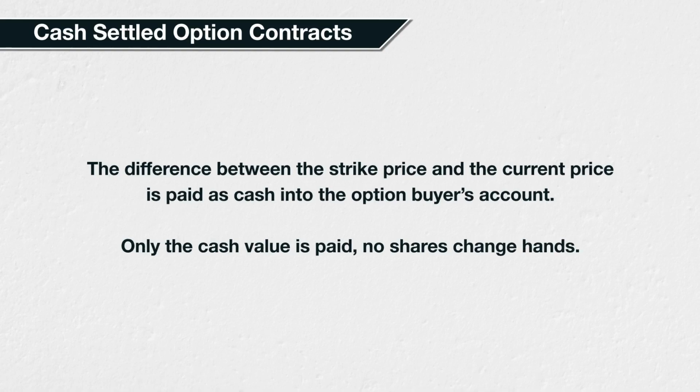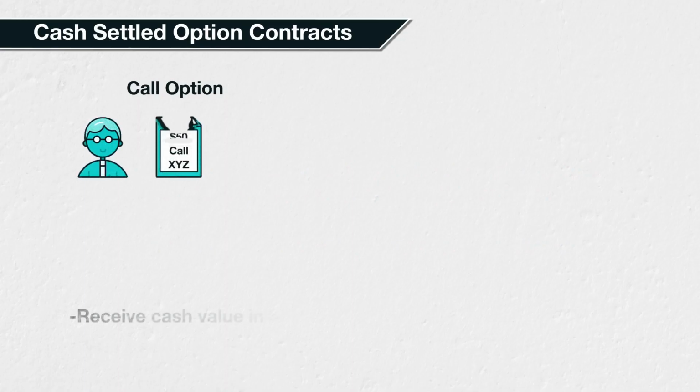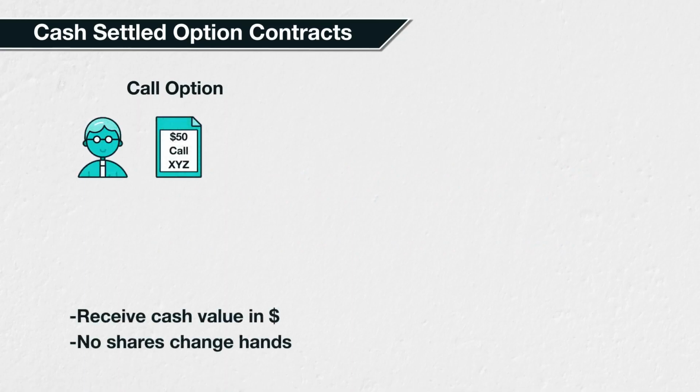When a cash-settled option contract is exercised, it is only the difference between the strike price and the current price that is paid into the option buyer's account. It is only the cash value of this difference that is paid, no shares or other assets are exchanged. For example, let's again assume a call option for stock XYZ with a strike price of $50, but this contract is cash settled instead. Let's assume the current price of XYZ is $70, and the call option buyer exercises their right to buy the stock at $50 per share.